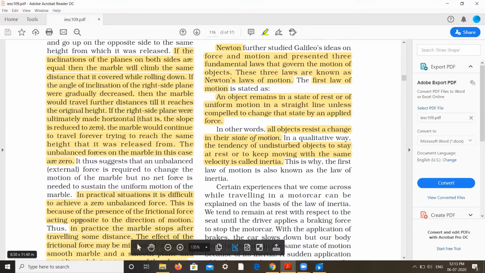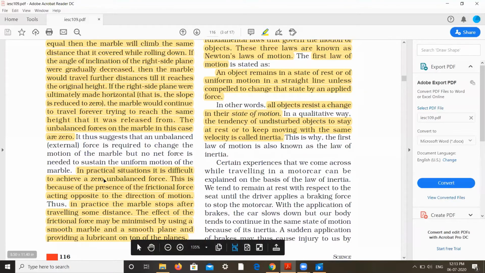In practical situations, it is difficult to achieve a zero unbalanced force. In practical utility, considering the unbalanced force to be zero is not possible, because some kind of forces are present which retard the motion. So we can't consider the unbalanced force to be zero in daily life. This is because of the presence of frictional force, which opposes the direction of the motion. This is one of the common terms that we use, frictional force. This kind of force is present everywhere.